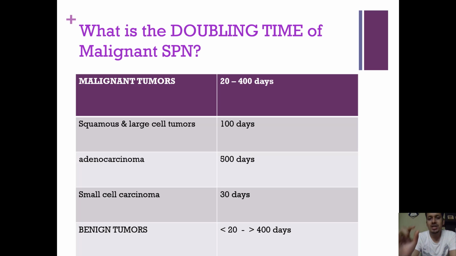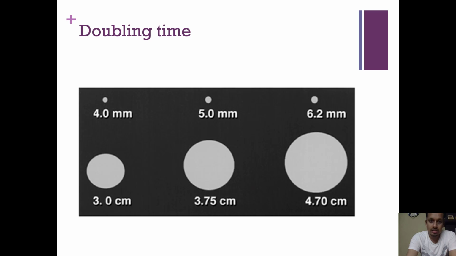What you basically need to know is that all malignant tumors usually have a doubling time of 20 days to 400 days. If the doubling time is less than 20 days, it is more likely to be an infectious cause, as the lesion is rapidly progressing in size. And if it is more than 400 days, it is more likely to be a benign lesion. So we already saw that the difference in sizes is very minimal and it's very difficult to pick up by the naked eye.